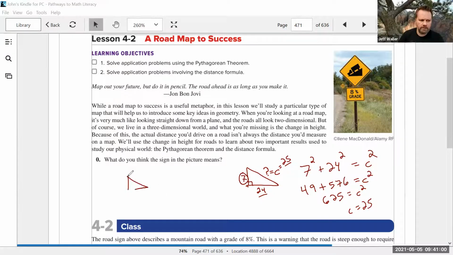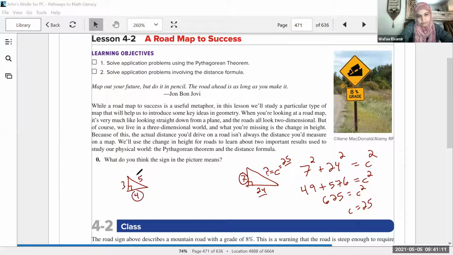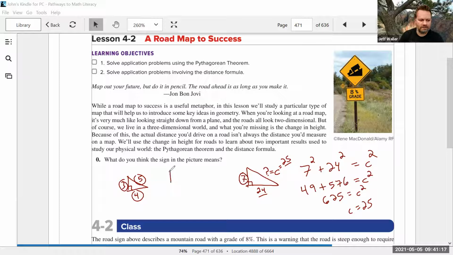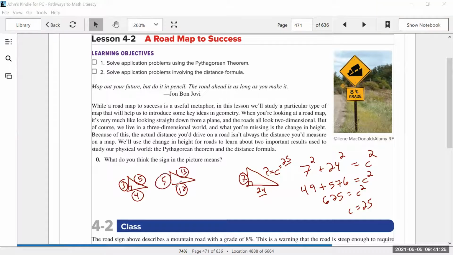Does anyone remember another triangle? 3, 4, what? Does anyone know? 3, 4, what triangle? 5. What's 4 plus 5? 9. What's the square root of 9? 3. There's also a 5, 12, 13. What's 12 plus 13? 25. What's the square root of 25? 5.